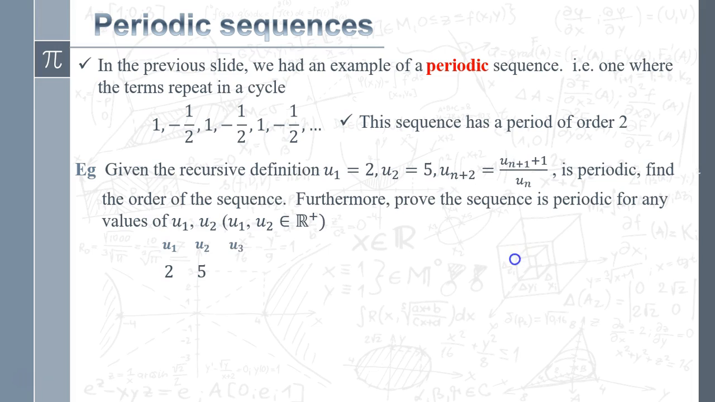u3 is going to be, so there we've got the previous term plus 1 divided by the one before it, so you can see what's happening there. So that gives us 3. u4, and again we put the term, so we've got 3 plus 1 divided by 5, which is 4/5. Go again, so we've now got 4/5 plus 1 all divided by 3, which gives us 3/5. And then keep going, because I'm not seeing any repeating factors yet, so I'm not sure how far this is going to go. So we've got now 3/5 plus 1 all divided by 4/5.